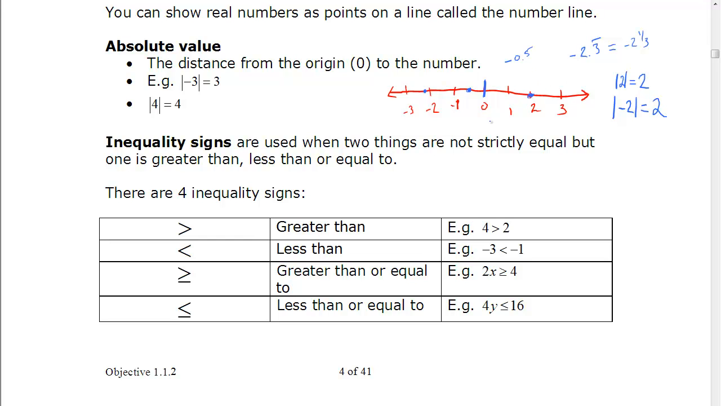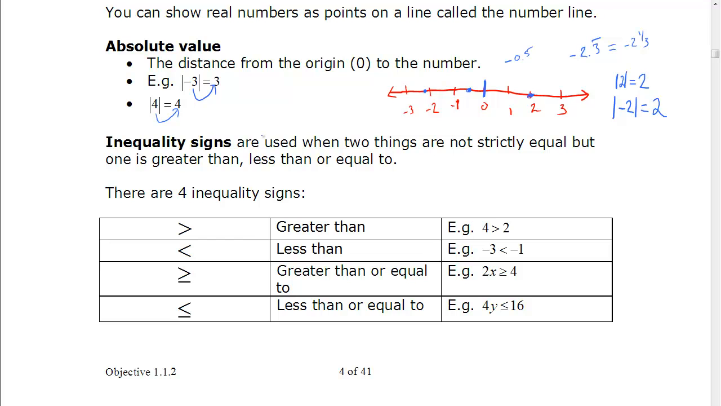So what absolute value does is it takes a negative number inside and gives us the positive. If it starts with a positive inside, it gives us the same positive, like these two examples. If it's negative, it becomes positive. If it's positive, it stays positive. And the reason is because we're referring to distance, and distance is a positive thing. So that's absolute value.